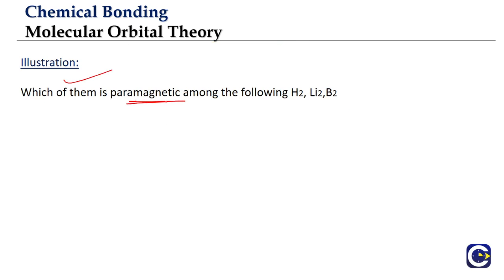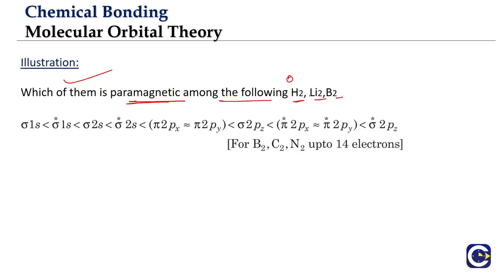Which of them is paramagnetic among the following? What are the given molecules? H2, Li2, B2. H2 will have how many electrons? Totally 2 electrons. Li2 means each lithium has 3 electrons, so totally 6 electrons. B2, boron: what is the atomic number of boron? Hydrogen, helium, lithium, beryllium, boron. Atomic number 5. So 2 borons means 10 electrons.